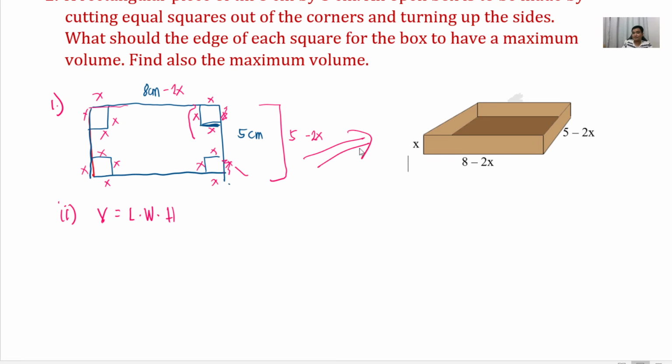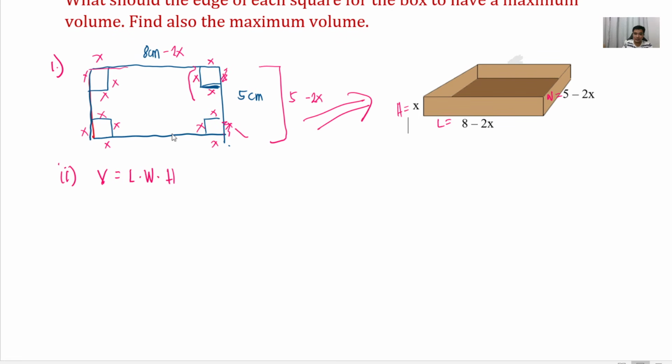Okay? Pag flip na natin, ito na yung magiging itsura ng box natin. And so, with the dimensions. Okay? So, 8 minus 2x kasi tinanggal natin yung dalawang square. So, 2x ang tinanggal natin kasi binaliktad natin siya, pinatayo natin siya para maka-form tayo ng box. Okay? So, ang bagong dimensions natin is the length now is equal to 8 minus 2x. The width is 5 minus 2x. And the height is x. Tama?